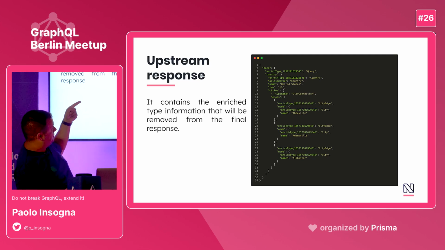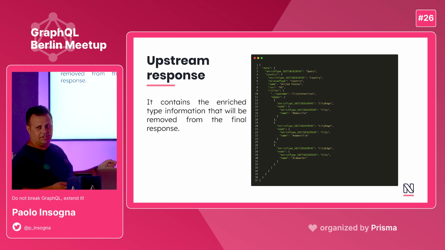Now, this is the upstream response. As you can see, it has the enriched type everywhere, and as you can notice from the response, it's very easy to spot where it was our fault that that field got inserted there, because it's very easy to distinguish.